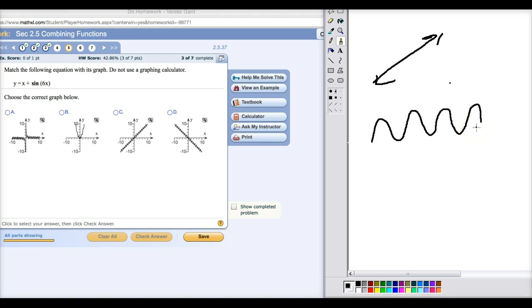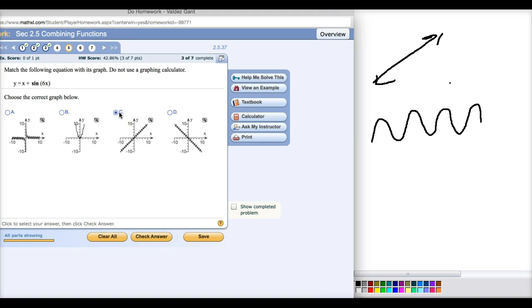So if we look at all of our answer choices here, the best choice that looks like it's mixing a line with a positive slope and a cyclic periodic function together would be C. So I'll go ahead and select it.